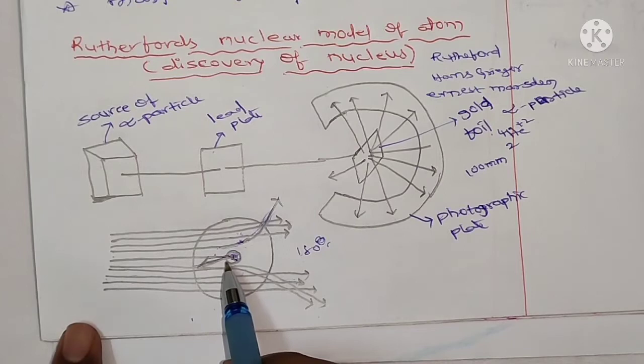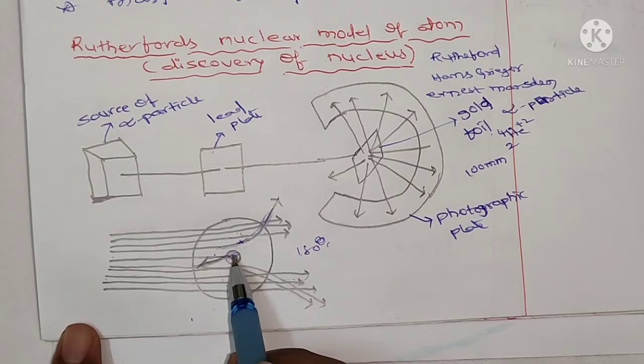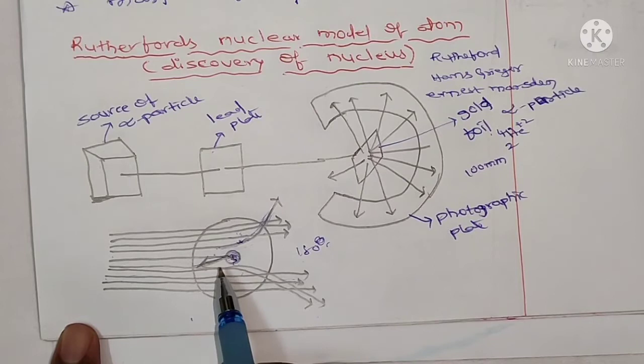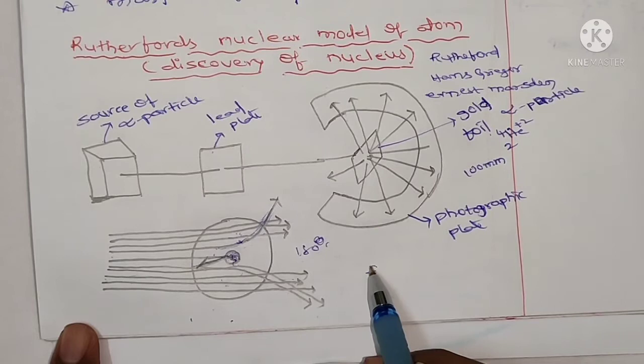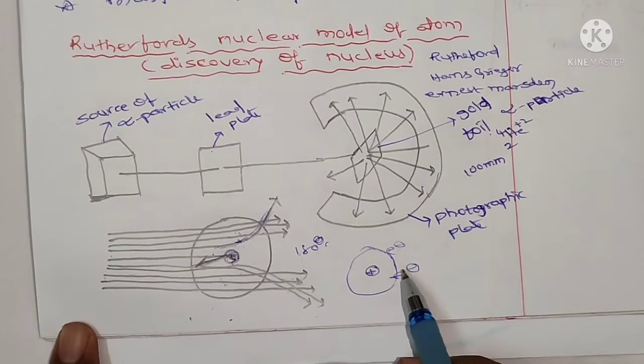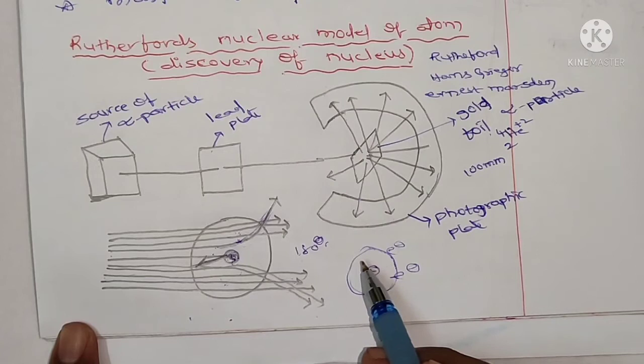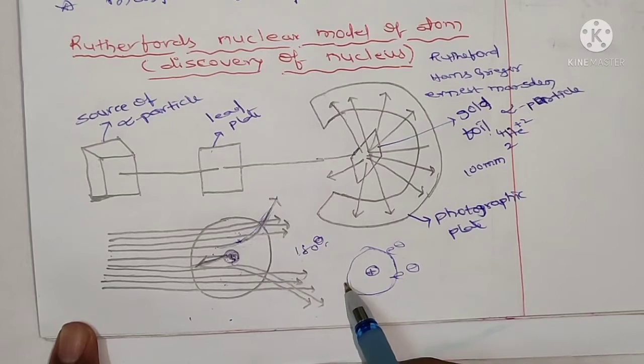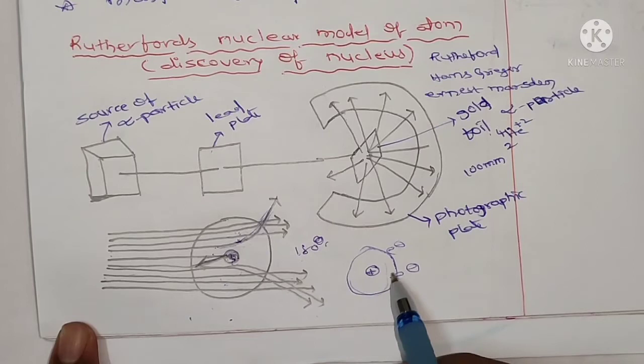Then he concluded that the positive charge has to be concentrated in a very small volume in the center, that is called the nucleus, and the nucleus is surrounded by electrons. The electrons move around the nucleus with very high speed in circular paths called orbits. So in that orbit, the electrons move around the nucleus.